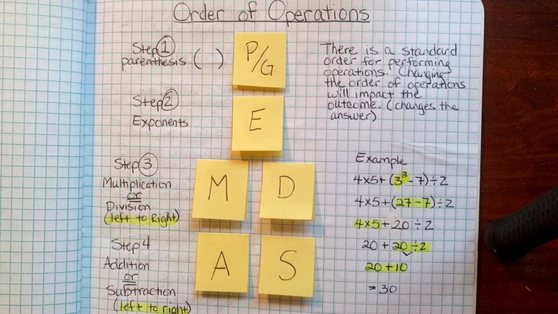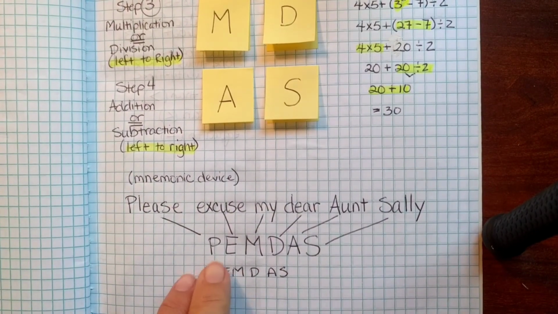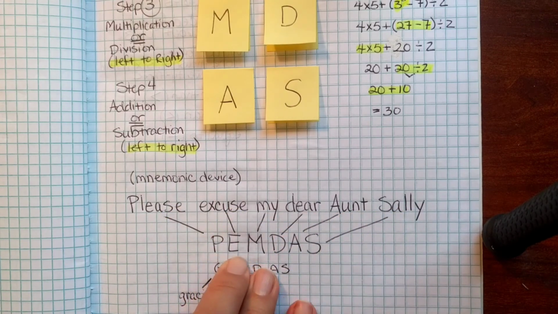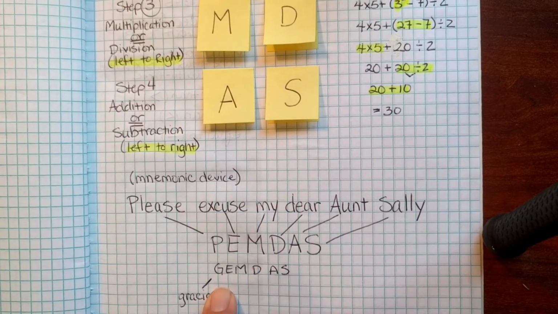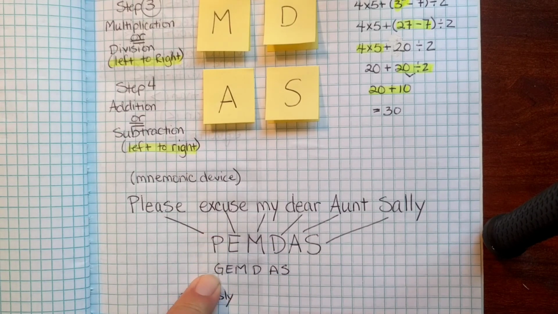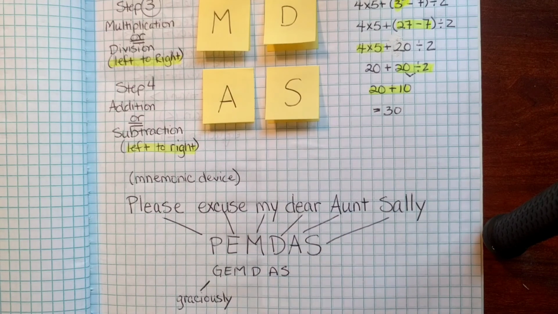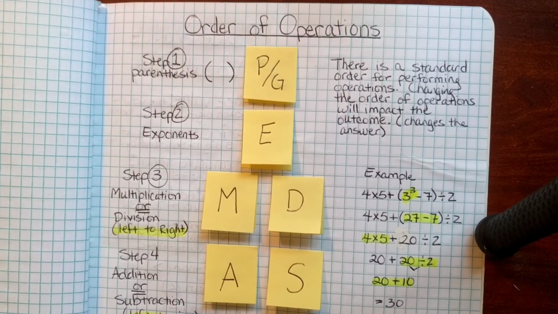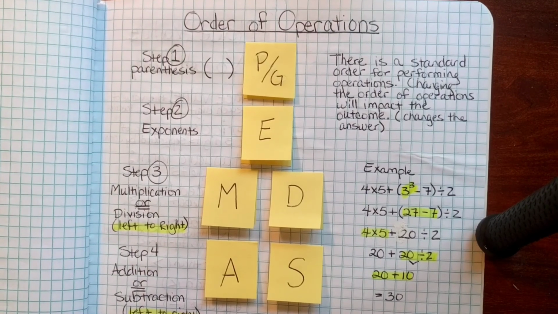There's a way you can remember this, a mnemonic device. PEMDAS. Please excuse my dear Aunt Sally. That helps you remember this order. Or if your teacher prefers a G instead of the P for the grouping, it's graciously excuse my dear Aunt Sally, and you remember it as GEMDAS. Now we're going to set up this page in our notebook so that we can refer to it throughout the year, because we keep coming back to order of operations throughout the year.